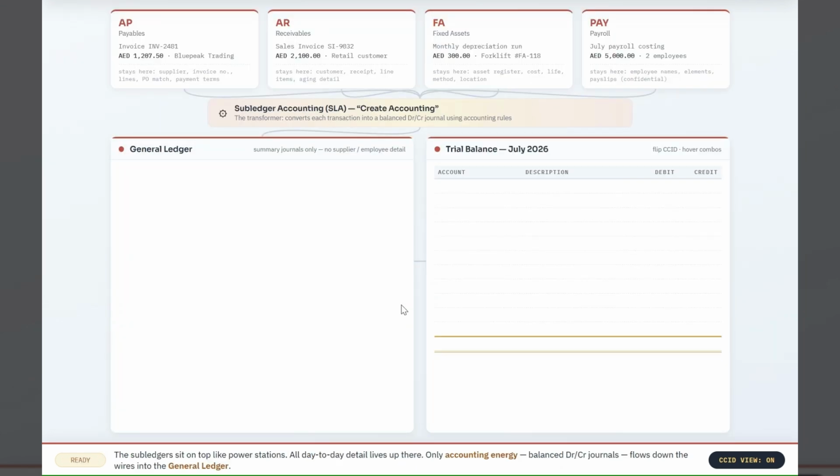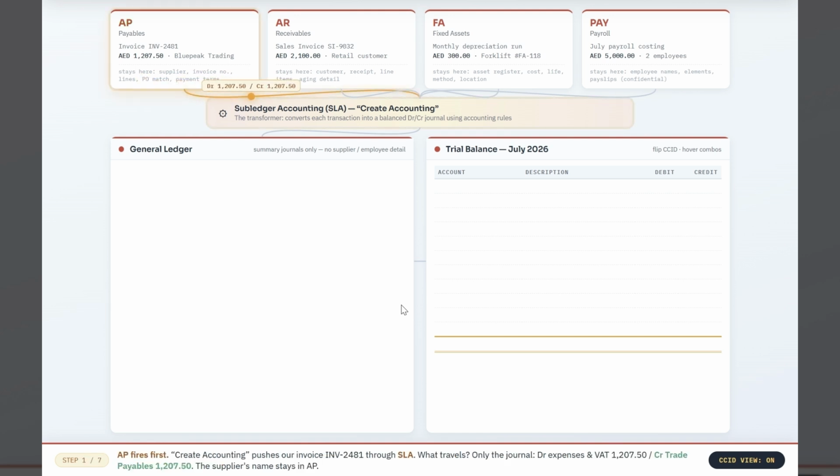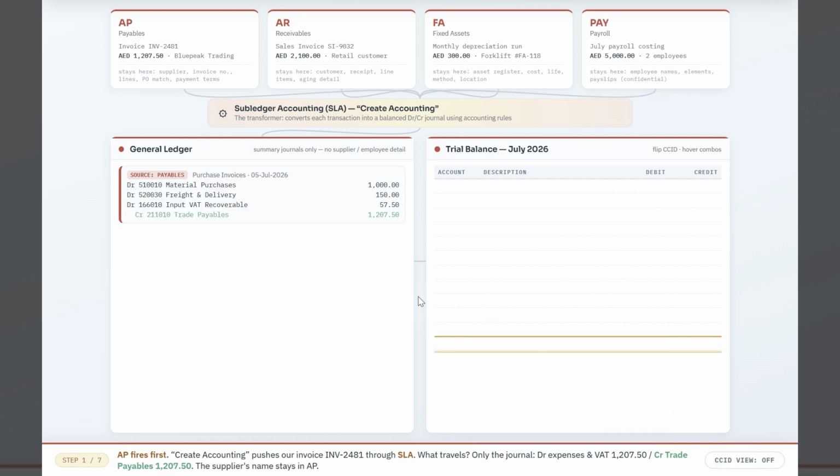Now think of the subledgers as power stations sitting on top. All the day to day detail lives up there. Only accounting energy, balanced debit credit journals, flows down the wires into the general ledger. AP fires first. Create accounting pushes our invoice through SLA. And what travels? Only the journal, debit expenses and VAT, credit trade payables. The supplier's name stays back in AP.